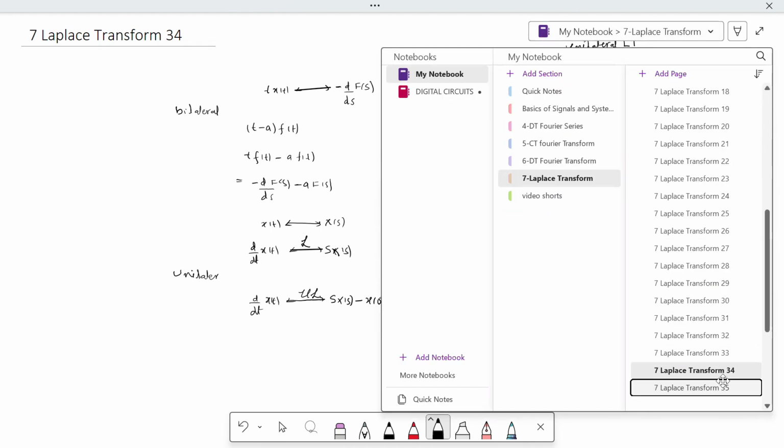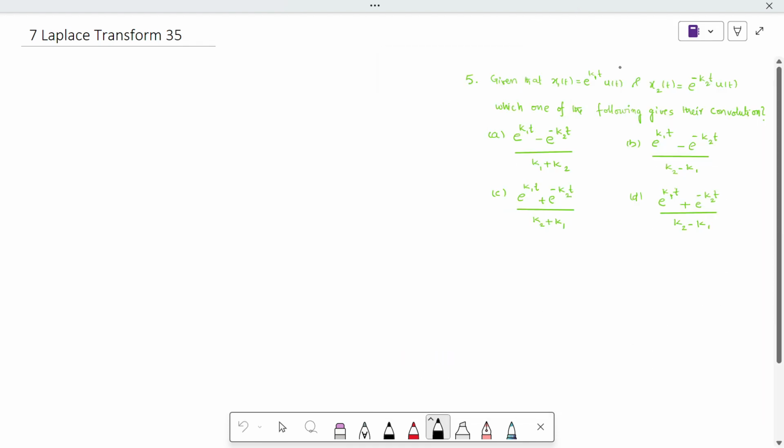The next one: given x1 of t and x2 of t, which one of the following gives their convolution? We did this convolution in the second chapter also. But in the second chapter we learned to solve the convolution with the help of the graphical method. In Laplace transform we can also solve this convolution, but the graphical method takes more time.